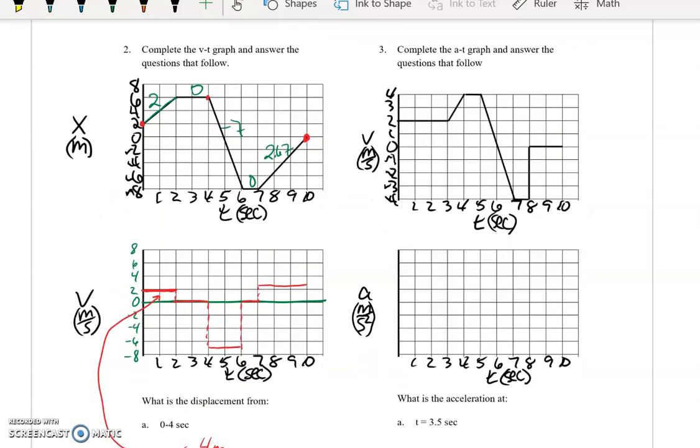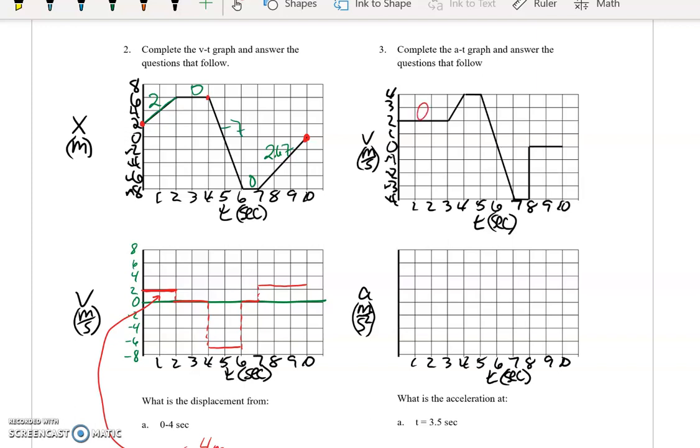Next problem, we have an AT graph, acceleration time graph, that we need to make from our velocity time graph. Sorry, the numbering on these scales didn't turn out too great, but I think you can make out what they say. We're going from velocity to acceleration, so again the slope from velocity is going to tell us acceleration. So it's 1 segment at a time.